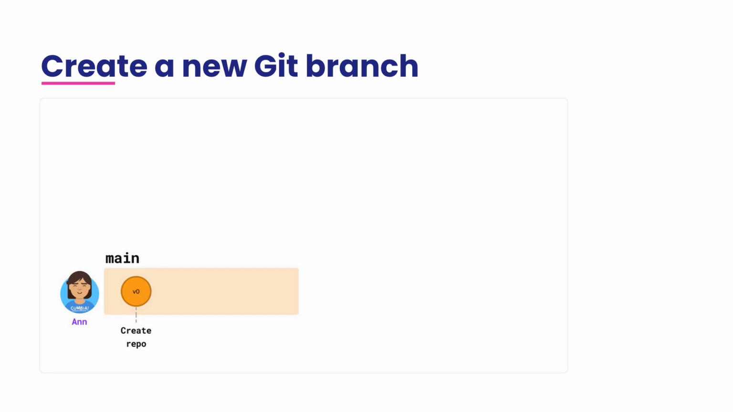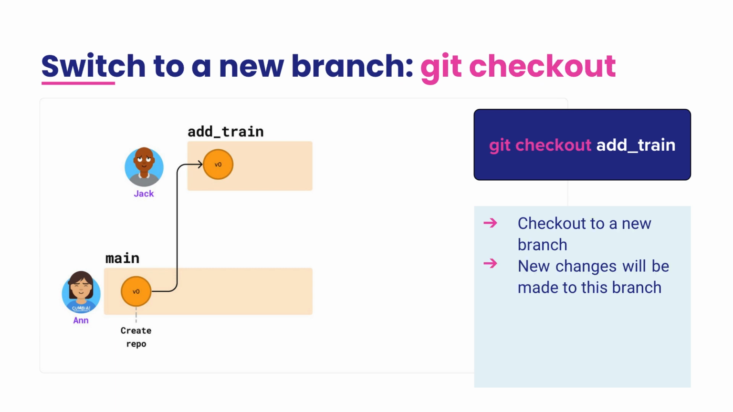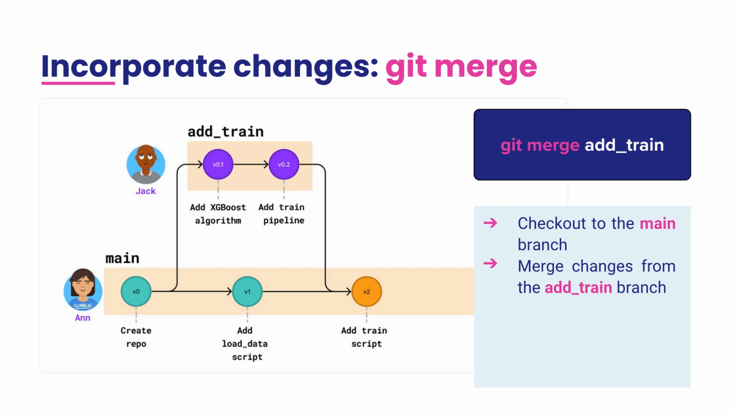Her colleague, Jack, is a data scientist. He needs to add a model training pipeline. So he creates a new branch called add_train by using the git branch command. Then, using the git checkout add_train command, Jack switches to the newly created branch. Once Jack completes the model training pipeline, Anna can seamlessly integrate his changes into the main branch using the git merge command on her local machine. Remember, to merge changes from another branch into the main branch in Git, ensure that you are in the main branch.